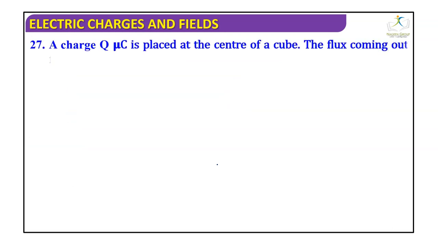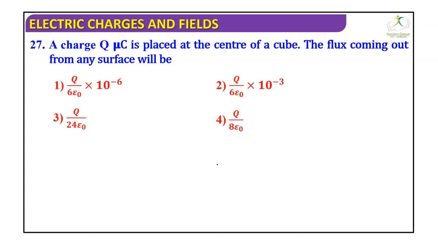Last question: a charge Q microcoulomb is placed at the center of a cube. The flux coming out from any surface will be. Hope you marked the correct option. Let us see the solutions for more clarity. So we know that phi is equal to 1 by 6 of Q by epsilon naught for the flux when the charge is placed at the center, because all the field lines pass through all the surfaces.